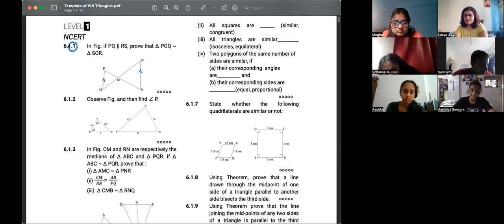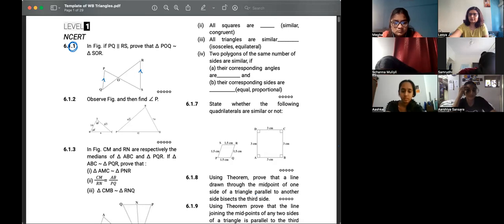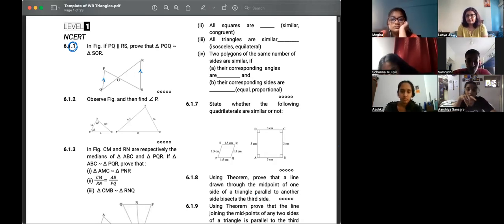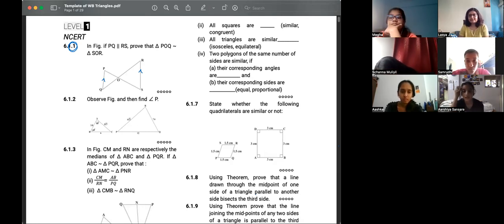Only Samriddhi and Ashka have answered. Both of you have sent the equal angles. Are you typing? If it's easier, do it in your book. You can click a picture and send it on WhatsApp also.